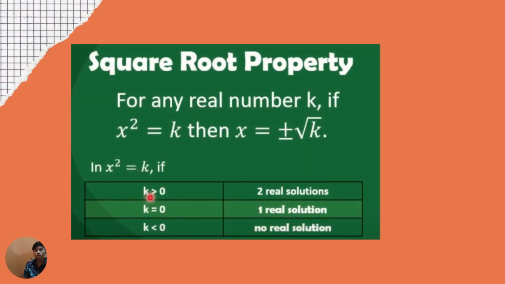Also, class, use the square root property: for any real number k, if x squared is equal to k, then x is equal to positive and negative square root of k. So, kukuhanin natin parehas yung value ng k. And x squared is equal to k. If k is greater than 0, meron tayong dalawang real solution. If k is equal to 0, meron tayong one real solution. And if k is less than 0 or negative, we have no real solution.